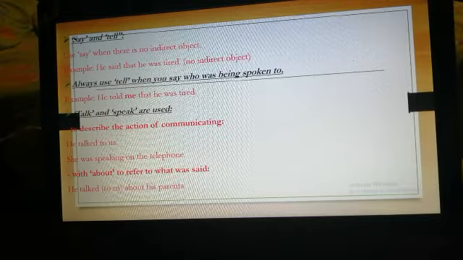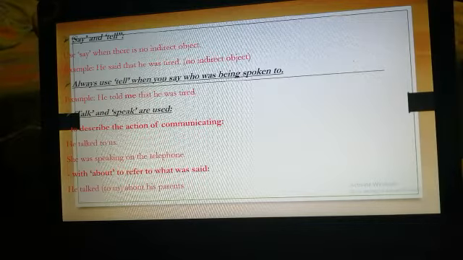But we should use tell when you say who was being spoken to. For example, he told me that he was tired. As we have the pronoun me as an indirect object, we should use the word tell and not say. Of course, both of them should be used in the past tense, said and told.